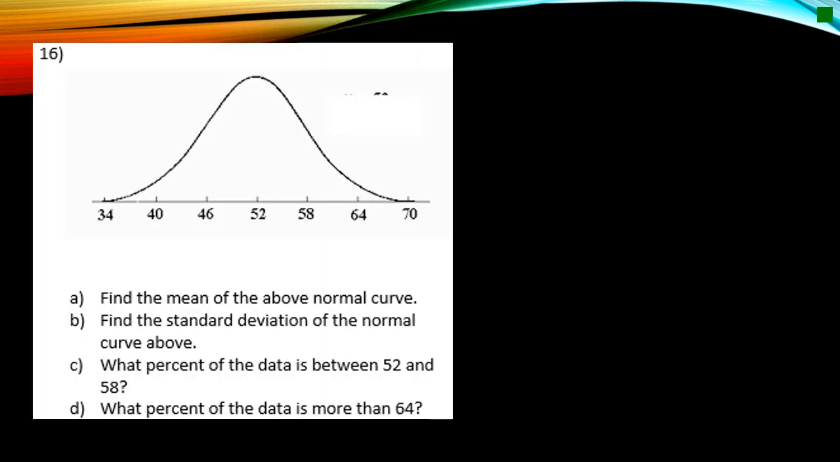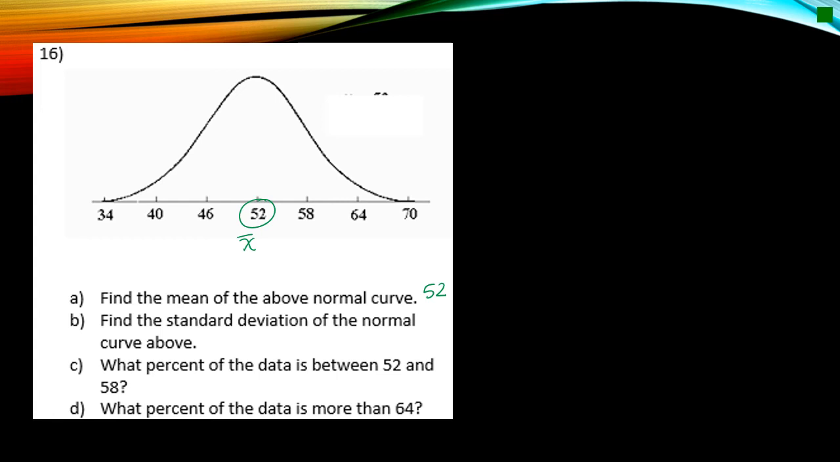This is a 4-part problem. We're given a normal curve that's already labeled on the horizontal axis. For part A, it's asking us to find the mean of the normal curve. The mean is always the value that falls in the middle. So I can tell you that 52 is the mean for part A.